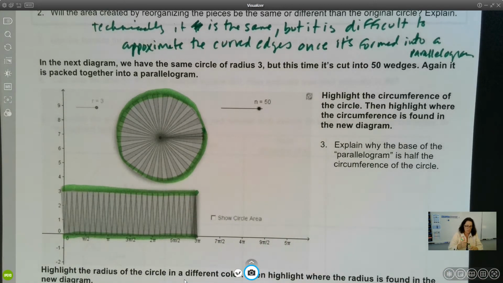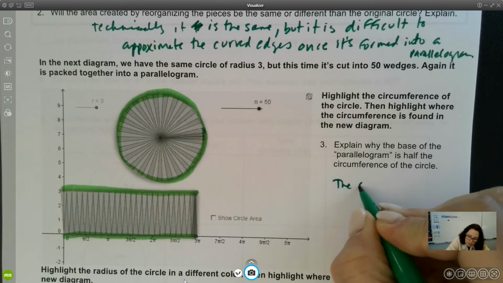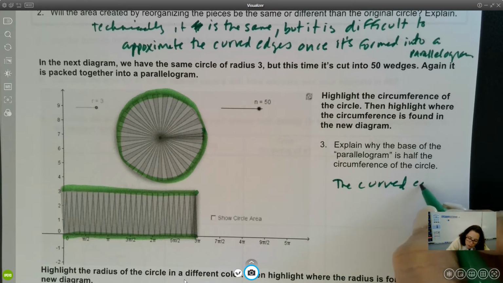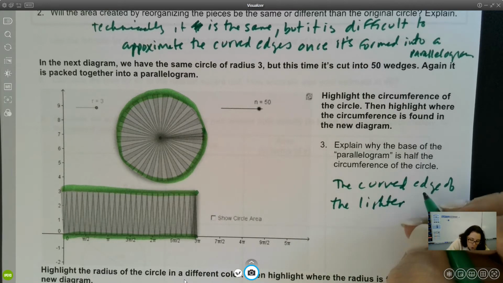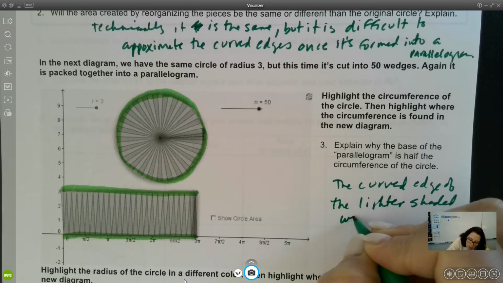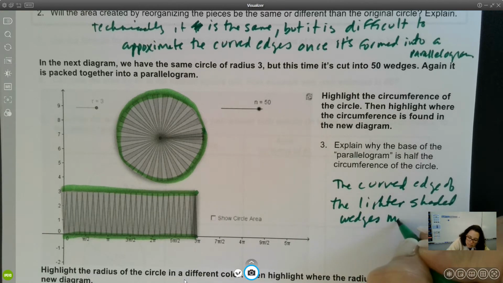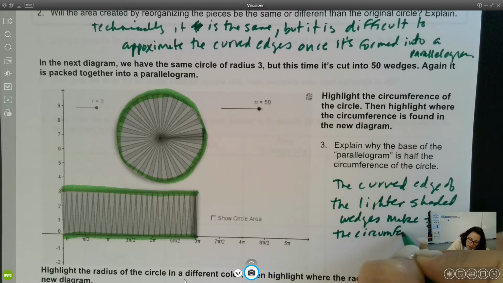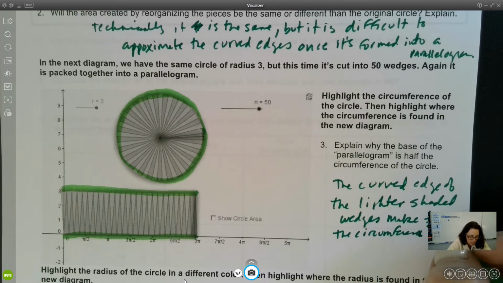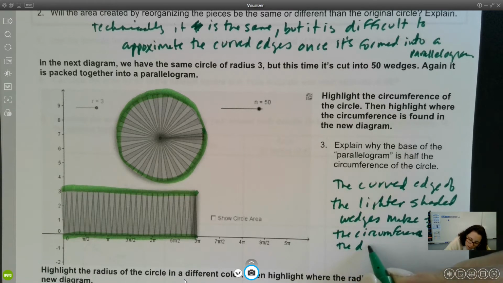Okay, so the curved edge of the lighter shaded wedges make half the circumference, and the curved edges of the darker side, the darker curved edges, make the other half.